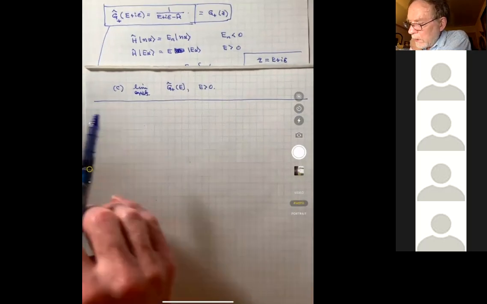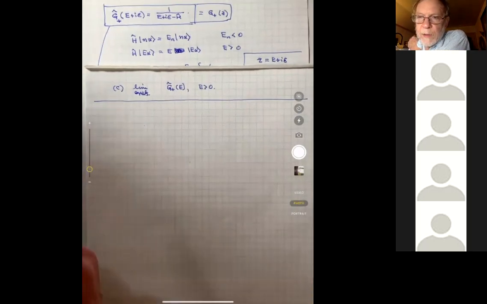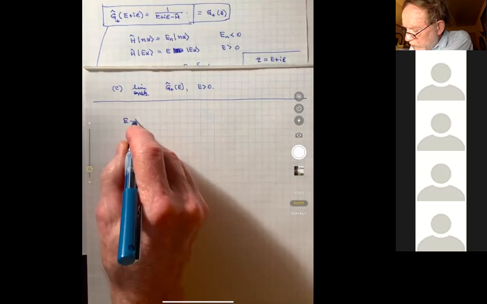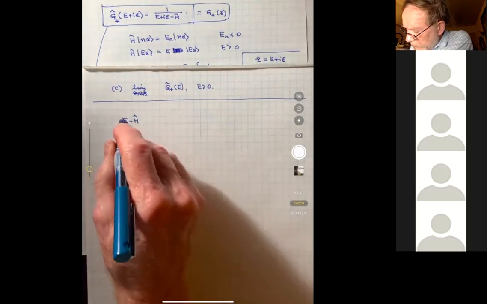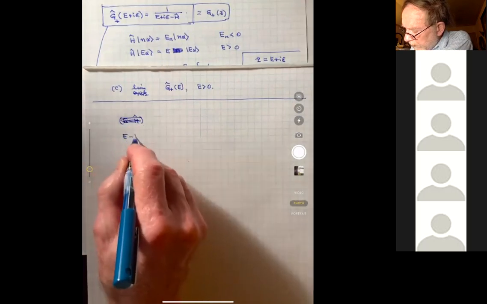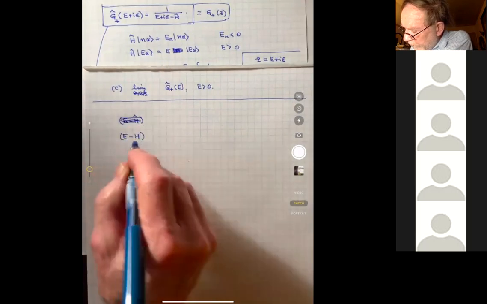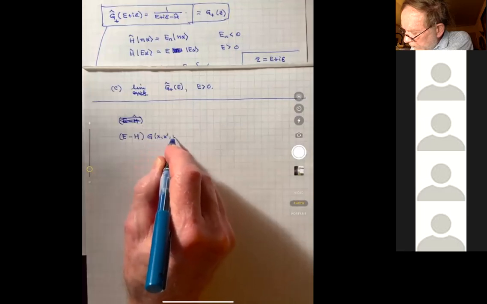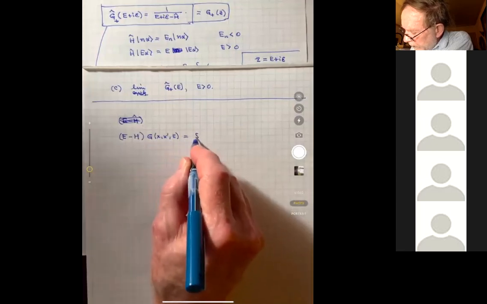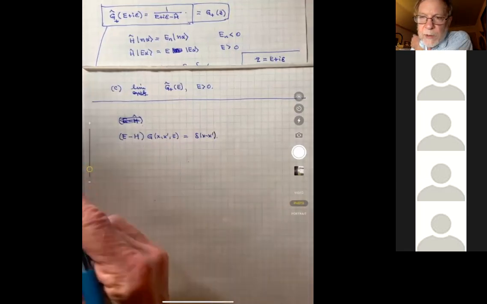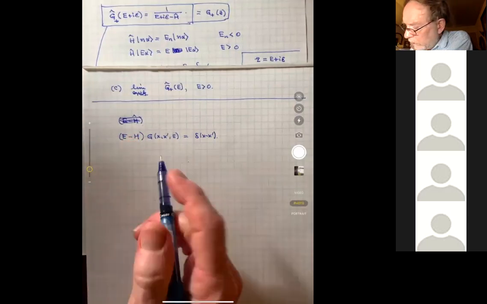Now, this is all great, but now the question is, is it really a Green's operator? Well, a Green's operator would satisfy the equation E minus H hat. Well, in terms of Green's functions, let me go back to that first. It's E minus H, where H is the differential operator. You'd have G of X, X prime and energy E should be equal to the Dirac delta function of X minus X prime. That's the equation that a Green's function has to satisfy.